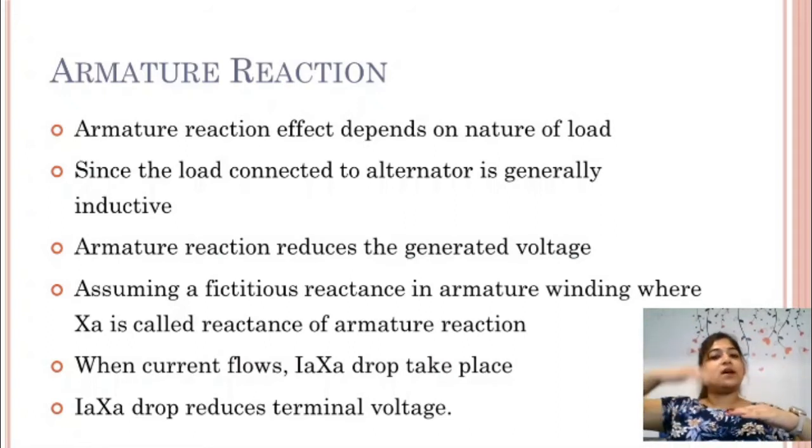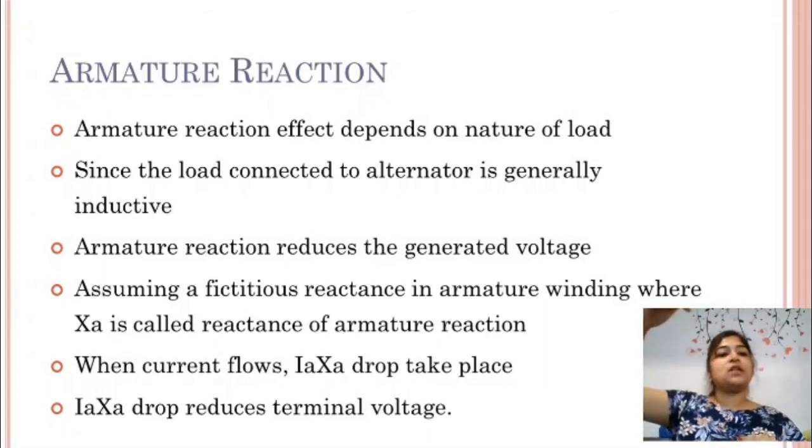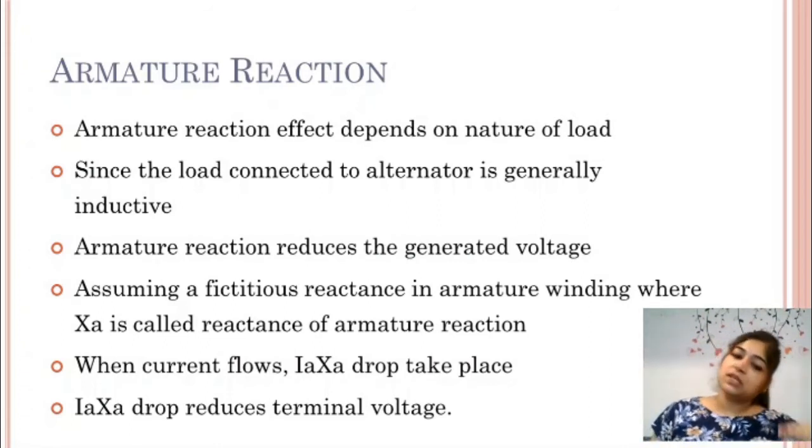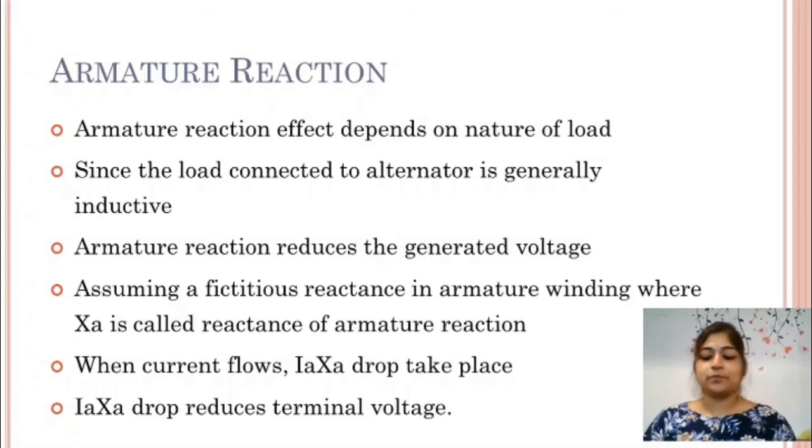Because when this armature current increases, the IA-RA drop will increase, the IA-XL drop will increase, and the IA-XA drop will increase with the current. When all these drops increase, they are deducted from the induced EMF, and hence the terminal voltage decreases. Clear?